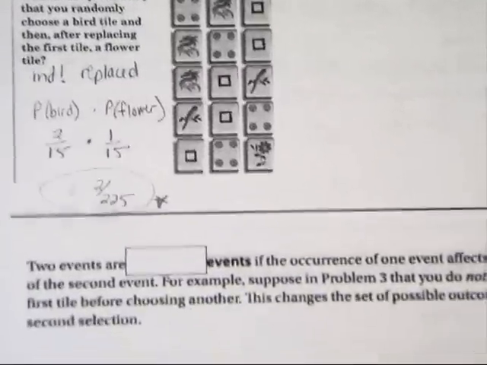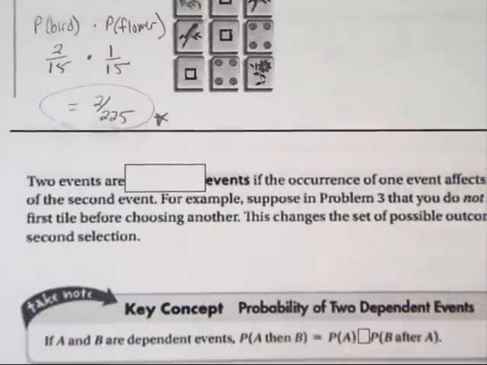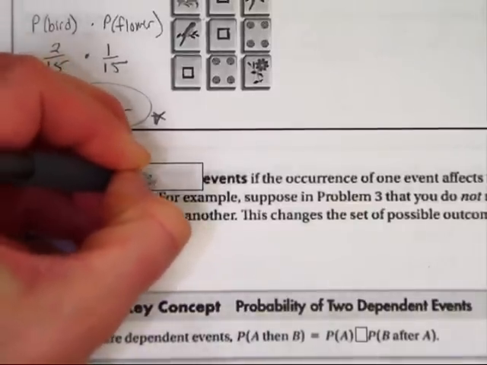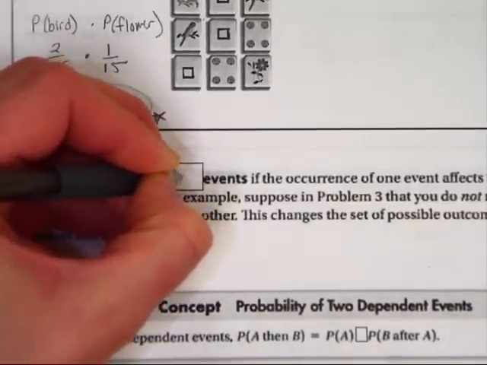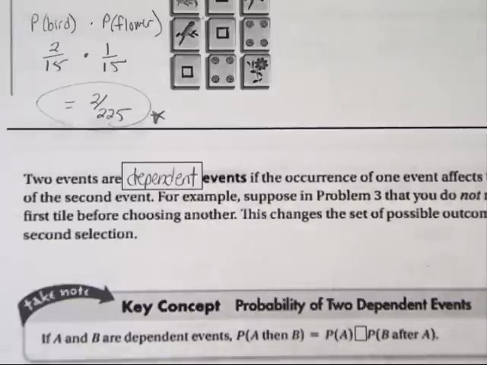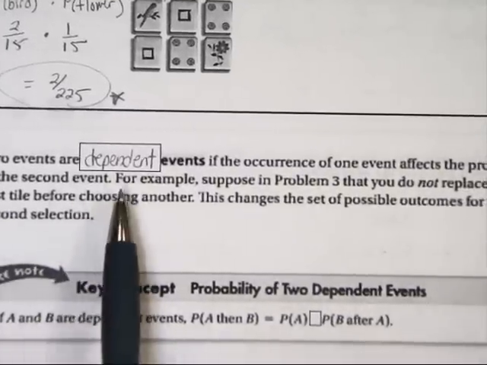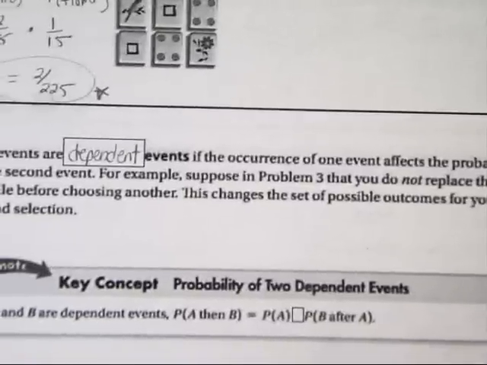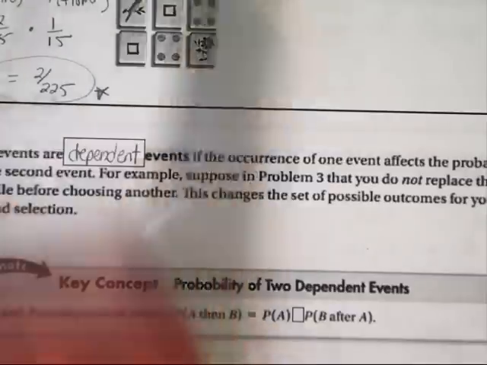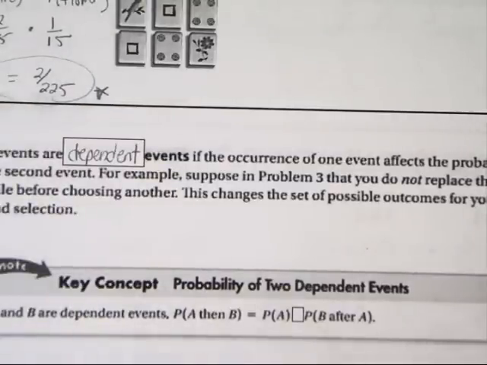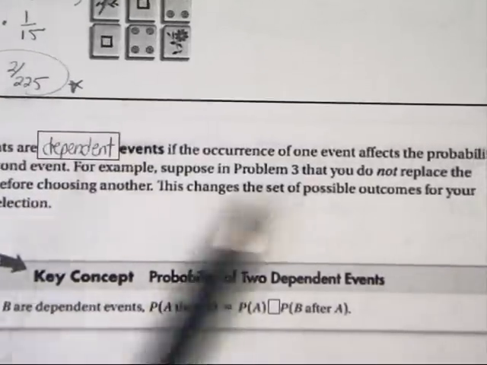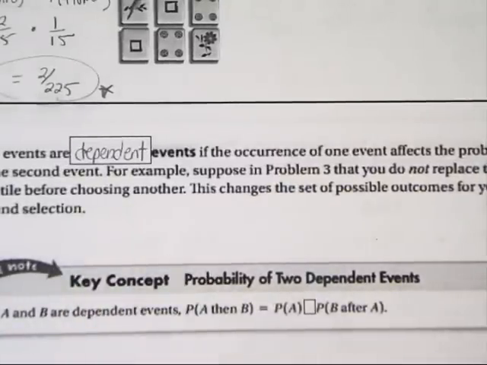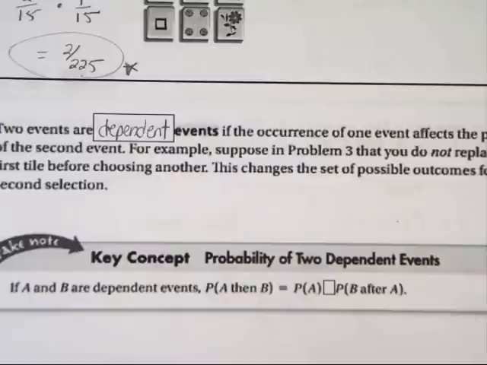Moving on. We're going to talk about the next type of event you might have, and that is called a dependent event. And that is ENT at the end again. Two events are dependent if the occurrence of one affects the probability of the second. For example, in problem 3 above, we pretend you didn't replace your tile. If you did not replace your first tile before you pick another, that would really change the set of possible outcomes for the second selection.